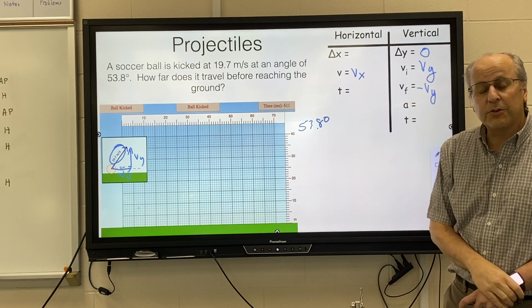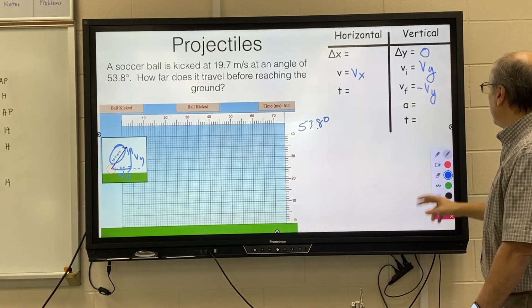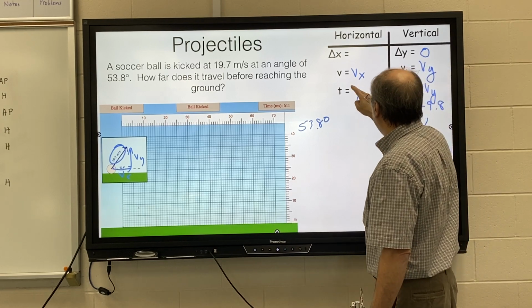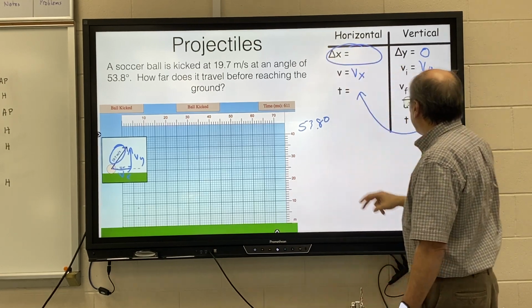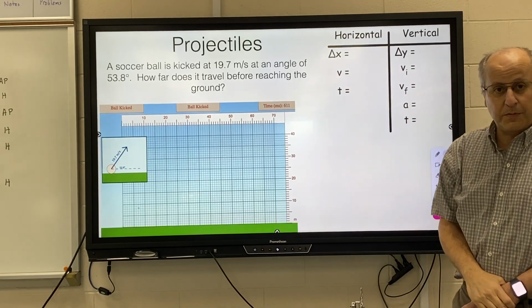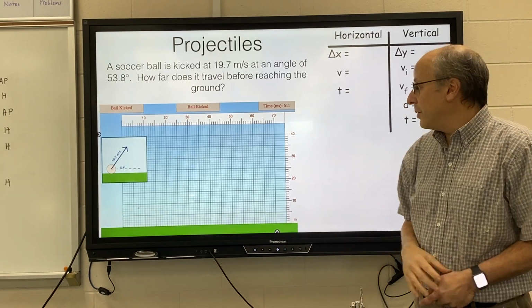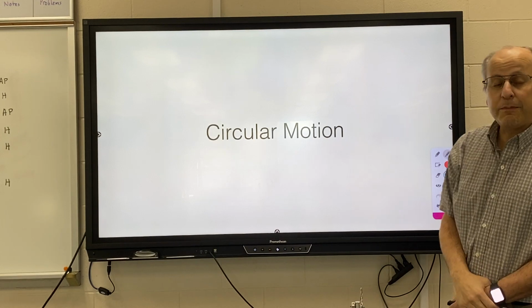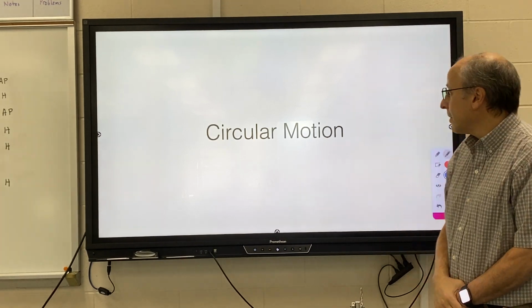Because you start and end on the ground, you're going to make that 0. You're going to make this negative 9.8. You're going to find your time, put it in here, and solve for delta x. So all things we've done before. Good luck. I hope you can work through it. Again, if you have problems, just reach out to me.